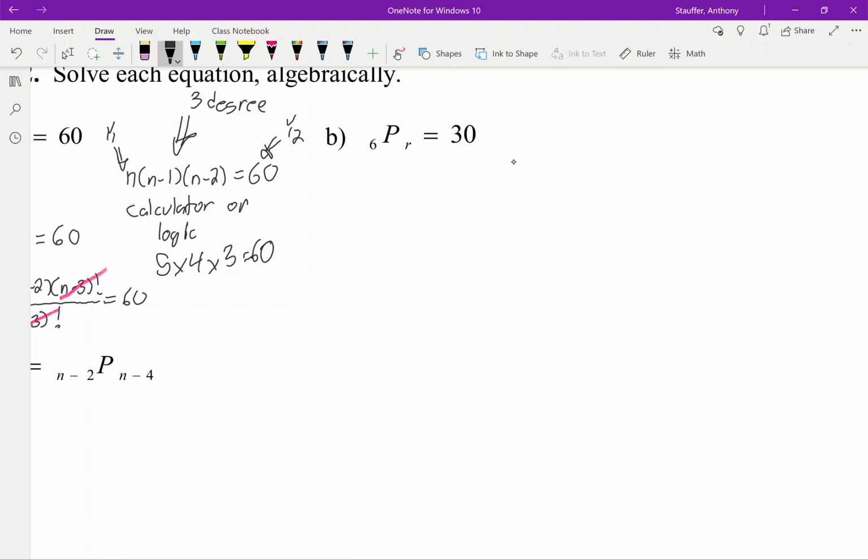Okay, now for my 6Pr equals 30. Well, this is going to give me 6 factorial all over 6 minus r factorial, and that will equal 30. From here, well, I switch the denominator with that, and I get 6 factorial all over 30 equals 6 minus r factorial.